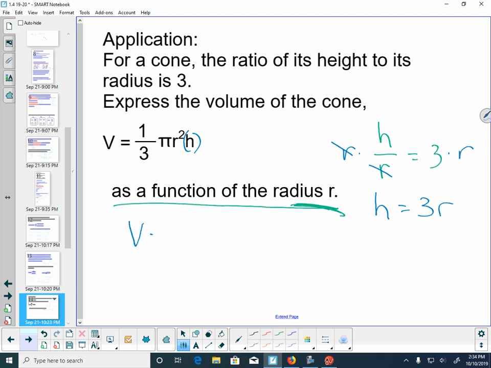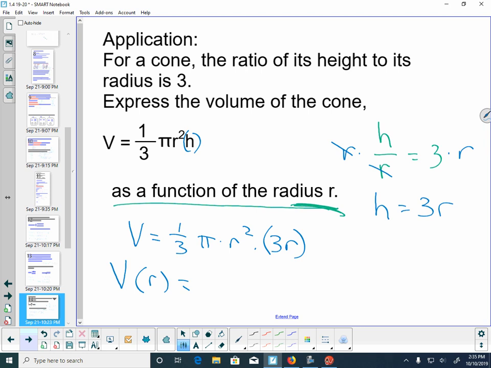So it means I can write V equals 1/3 pi times radius squared times 3r. Now I've written this as a function of the radius. I can even write it as V of r, right? Instead of f of x, I could write V of r equals 1/3 pi. I can clean this up, couldn't I? What could I write this as? If I was going to clean this up, how could I write this, Ellie? Would it be pi over 3? No, it would just be 1/3 times pi, right?